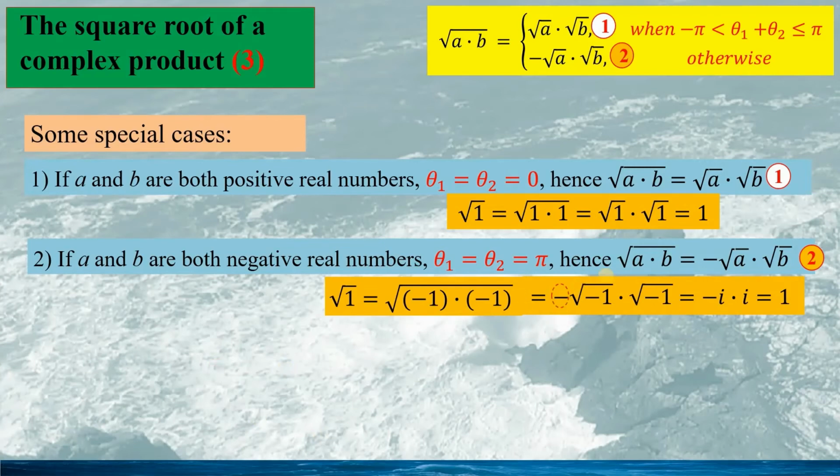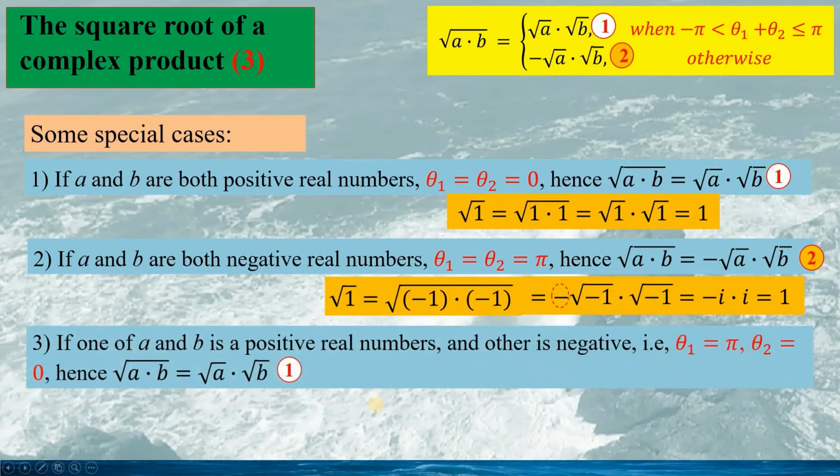The important thing here is the minus sign. We can't simply take this square root as square root of minus 1 times square root of minus 1. The third scenario is when one of A and B is a positive number and the other is negative. For instance, if A is a negative number, we have theta 1 equaling pi and theta 2 is 0.